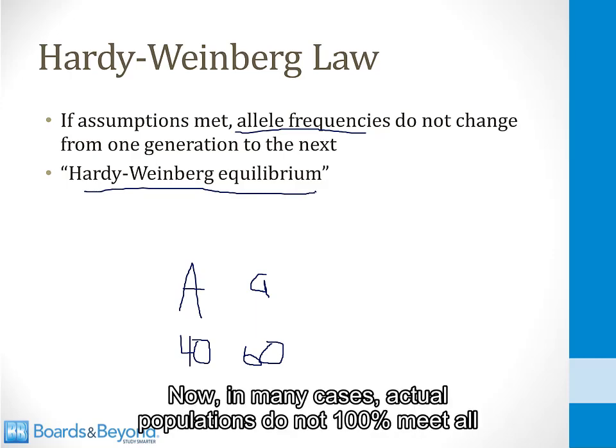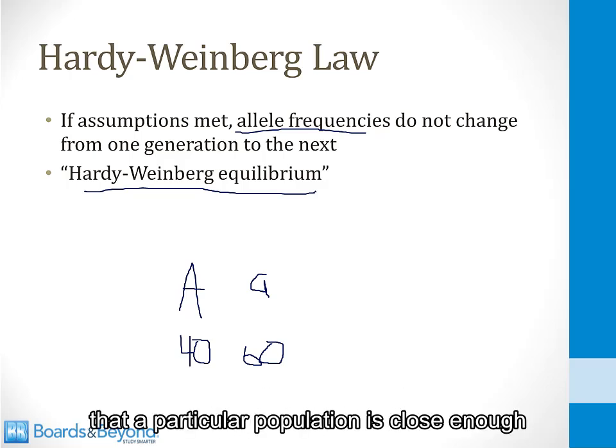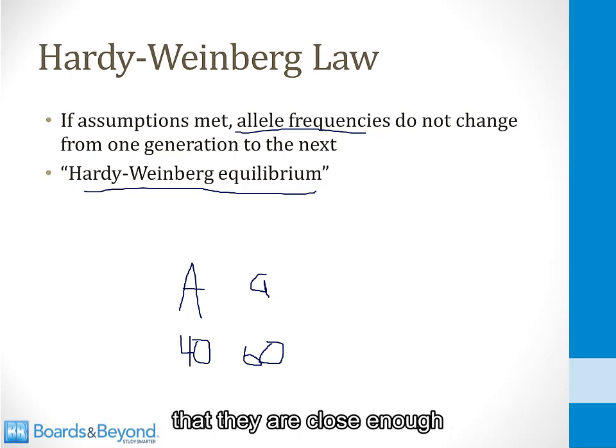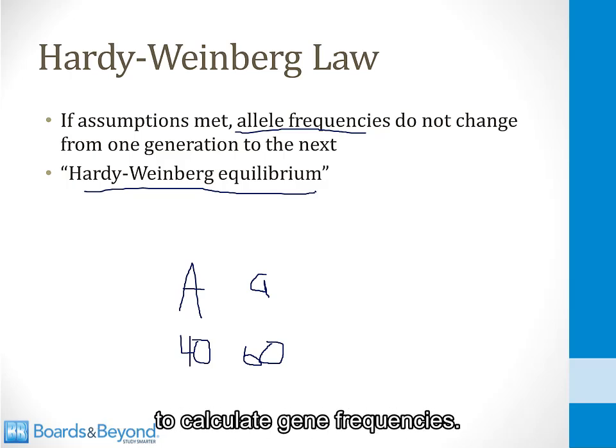Now, in many cases, actual populations do not 100% meet all the assumptions of the Hardy-Weinberg Law. However, if it is felt that a particular population is close enough to meeting them, then it will often be stated that they are close enough that you can apply the Hardy-Weinberg Law to calculate gene frequencies.